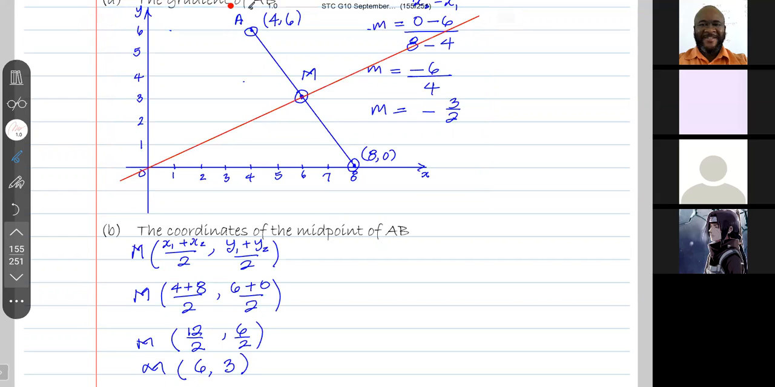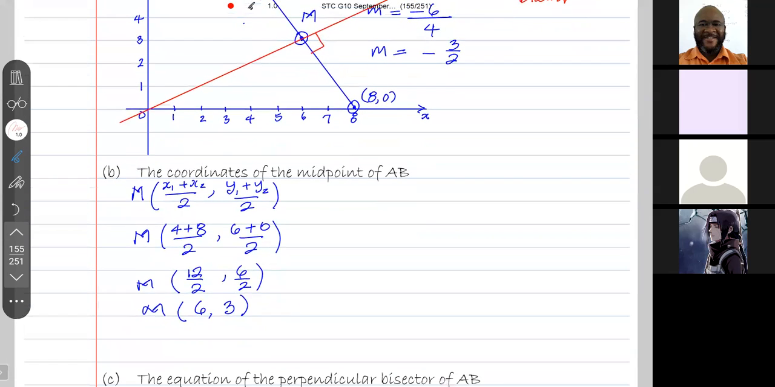This line is the perpendicular bisector. What is the perpendicular bisector? It is a straight line that passes through the midpoint of AB and the two lines meet at right angles.